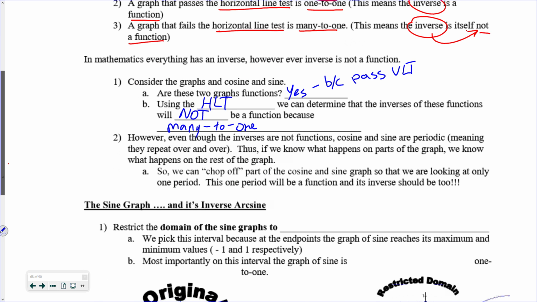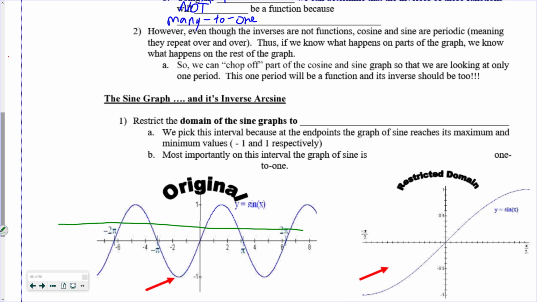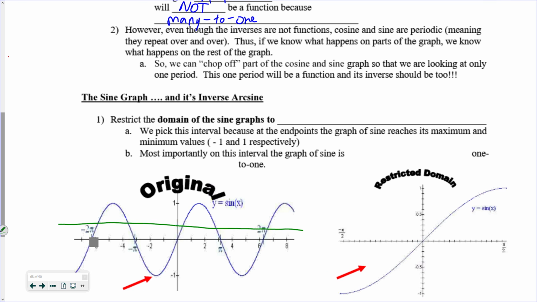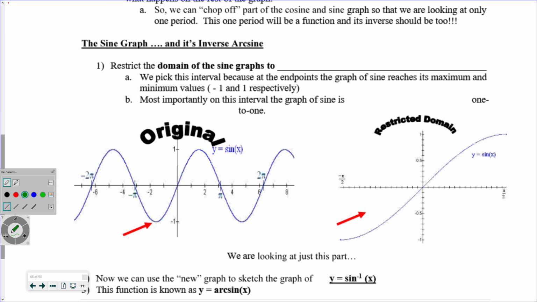If you want to see a little picture of it, we can jump down to the bottom. You can see if I drew a line through this graph, hey, it is failing that horizontal line test. You're not going to be able to pass the horizontal line test like that. So let's continue talking about sine and now its inverse, arcsine. We already determined arcsine wasn't a function. But we're not limited by that. What we're going to do is something called restricting the domain.